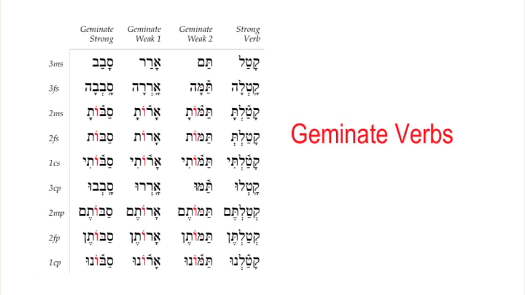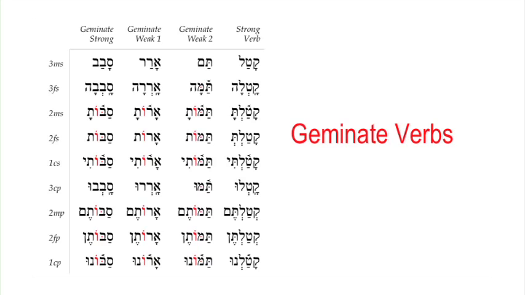Look with me at your screen. You'll see 3 different geminate verb paradigms compared to the strong verb paradigm. There's geminate strong, there's geminate weak 1, and geminate weak 2. We're going to focus today only on geminate strong and geminate weak 1. First, notice that in the 3MS, the 3FS, and the 3CP, the geminate verb is spelled just like the regular Qal perfect strong verb. In the second and first person forms, however, there are significant spelling changes.